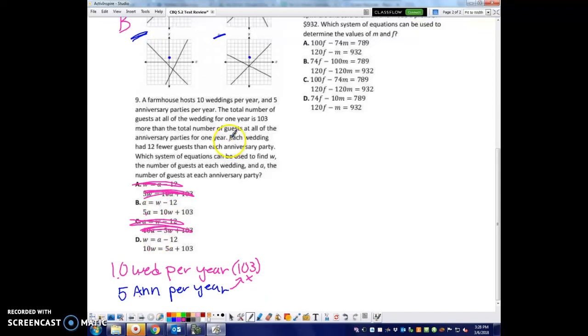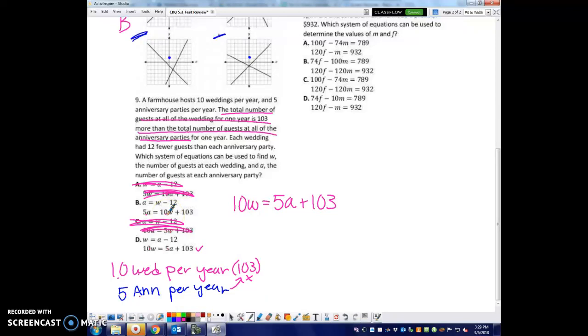It said the total number of all the guests at the wedding for 1 year is 103 more than the total of guests at anniversary parties. Okay, so which one's bigger? The wedding, right? So 10 wedding equals 5 anniversary plus 103. Okay, which one says that? This one does. Okay, this one did not, right?